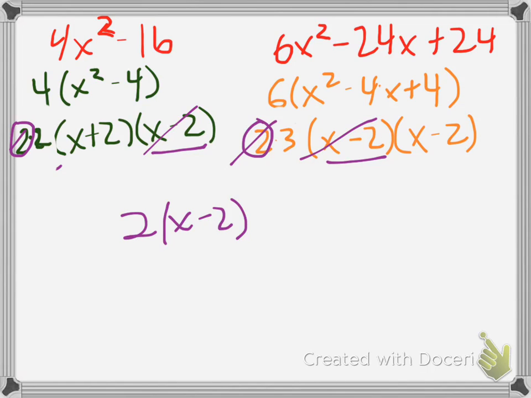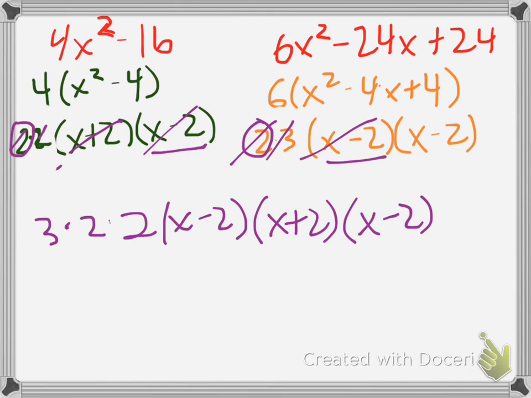Now you're going to bring down the other 2. So that gets rid of that one. You're going to bring down the other 3. So that gets rid of that one. Then you're going to also bring down this x plus 2 over here on the left, and this other x minus 2. So every piece needs to be accounted for.